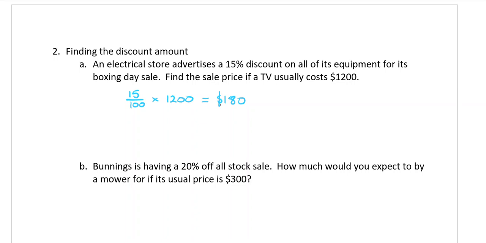The second step, we start with the 1,200, which is the cost of the TV originally, and I want to subtract off the discount of 180, which means the TV now costs $1,020. So an increasing and a decreasing question. The only difference is the sign there. Increasing you add, decrease you take it. Everything else is the same.